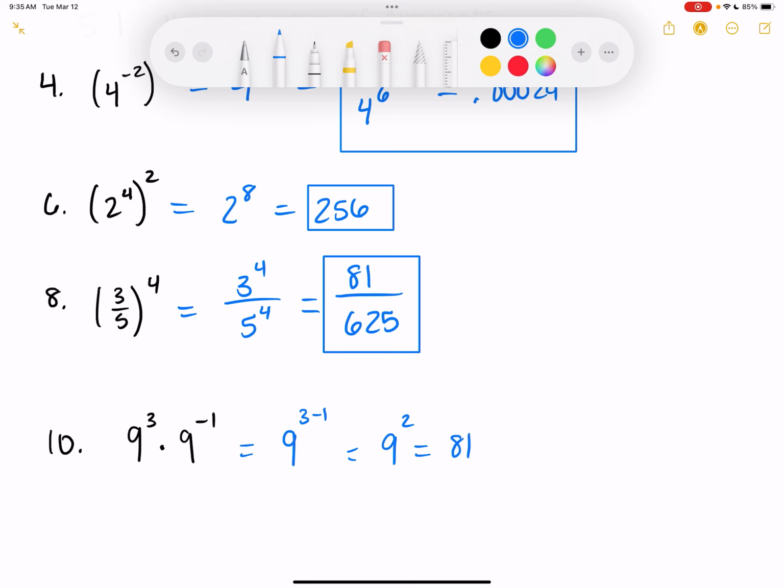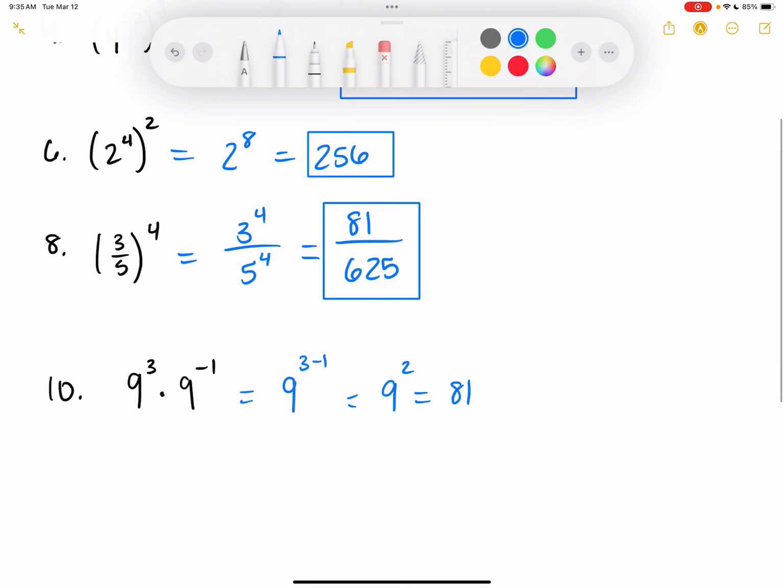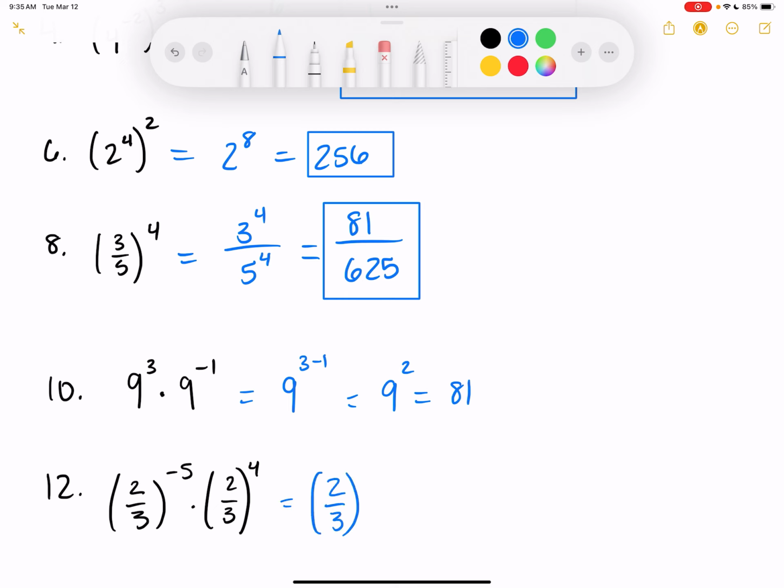Let's do 12. We've got 2/3 raised to the negative 5 times 2/3 raised to the 4th. What do I do with this one? Yep, so since they have the same base, I'll do the same process here. So this is going to be 2/3 raised to the negative 5 plus 4, which is 2/3 to the negative 1. Now what do I do because of that negative 1?